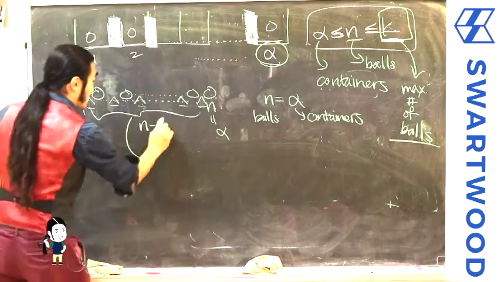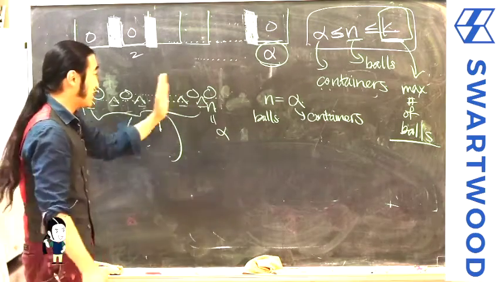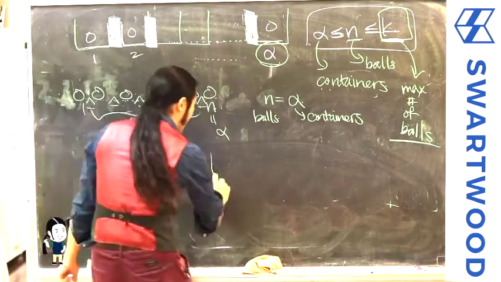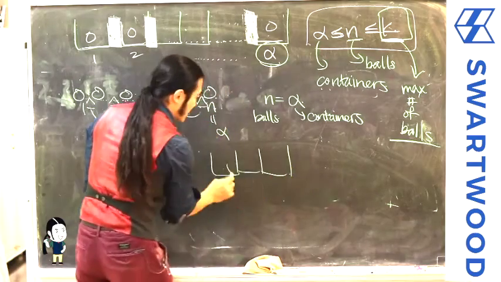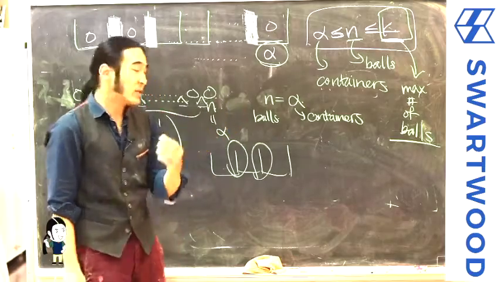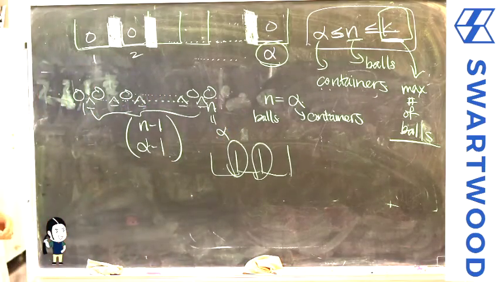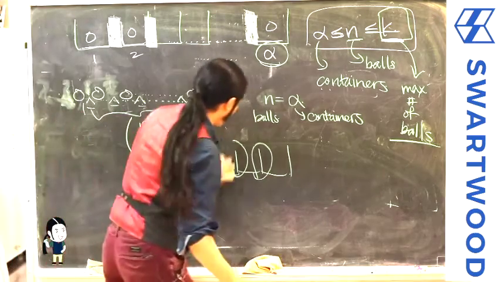All right, and of these spots, we would like to pick out, initially I would think alpha of them to be the dividers. But remember, to delineate 3 containers, you just need 2 dividers. To delineate 4 containers, you just need 3 dividers. So it's not really alpha, but it's alpha minus 1. Is everybody okay with that? Okay.